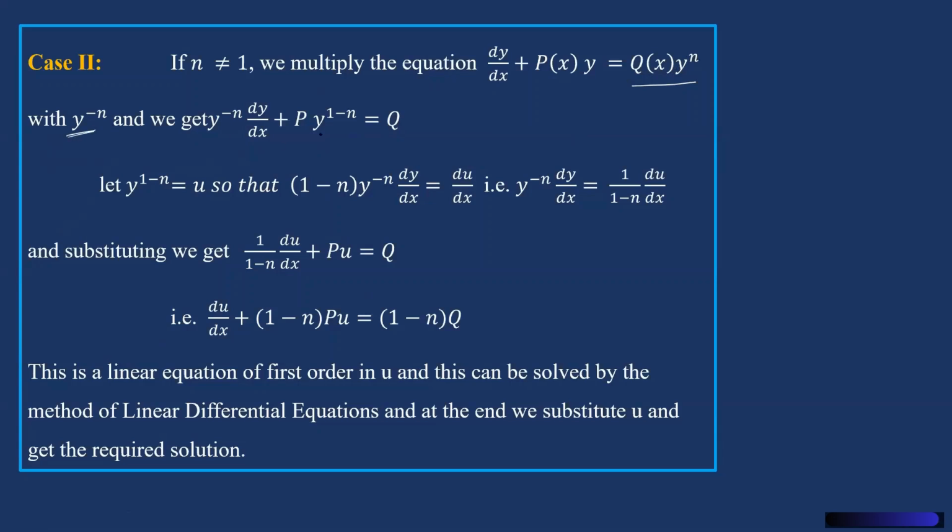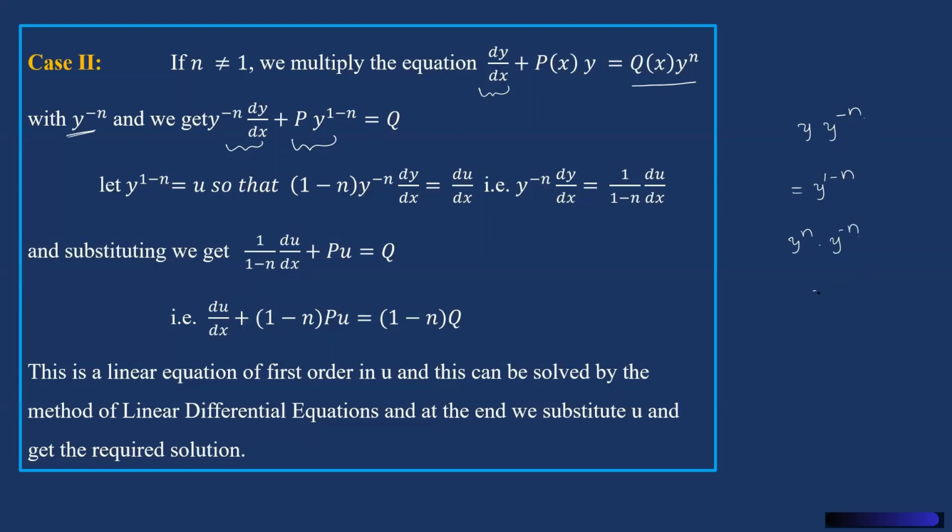So when you do so, what happens? You will get y to the power of minus n multiplied by dy by dx. Then p of x into, it is y times y to the power of minus n, so we can just write it as y to the power of 1 minus n. That's how you got this term. Then on the right hand side, already there is a y to the power n, and now you are multiplying it with y to the power of minus n.